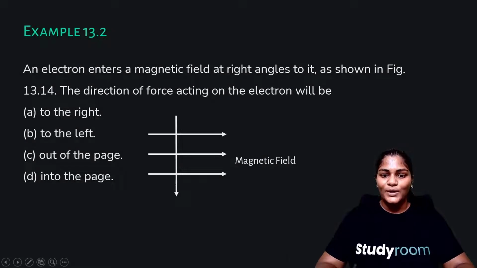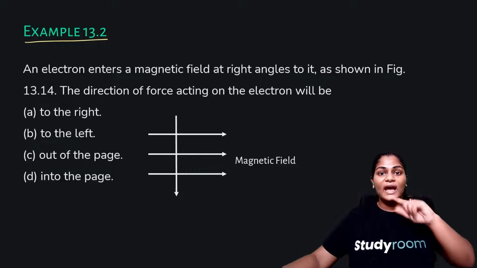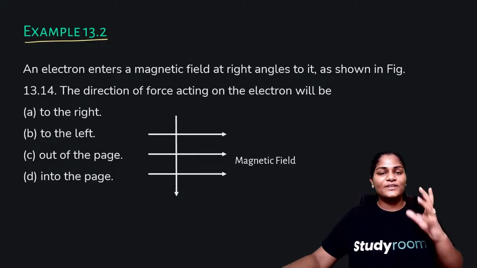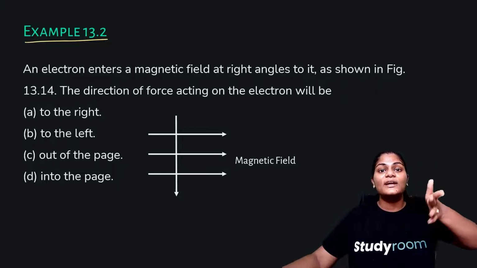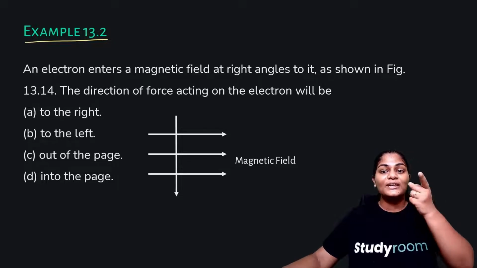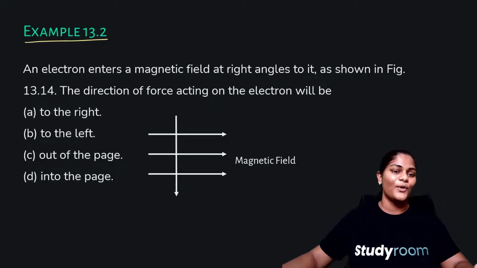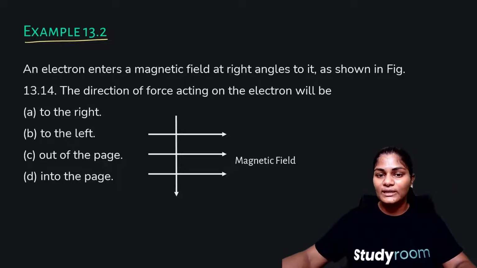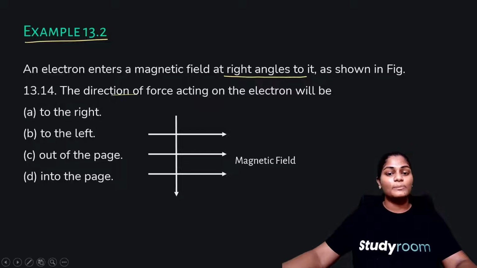Okay. Now, we have example 13.2, which says: an electron enters a magnetic field at right angles to it. Even if it doesn't matter in this question, it should come to your mind that we had said that when the current and the magnetic field are at 90 degrees to each other, we experience the most force. This is something you should start thinking about now. It says an electron enters a magnetic field at right angles to it, as shown in the figure. The direction of force acting on the electron will be what?